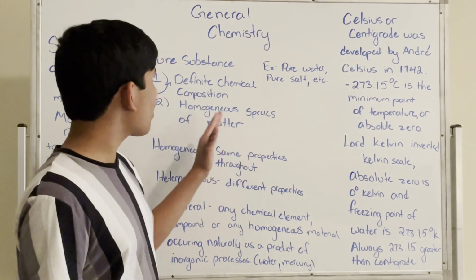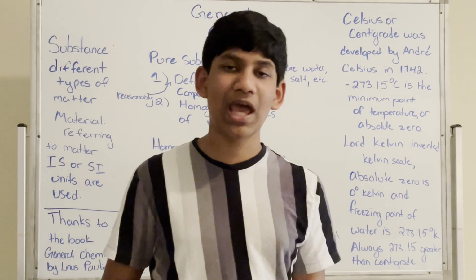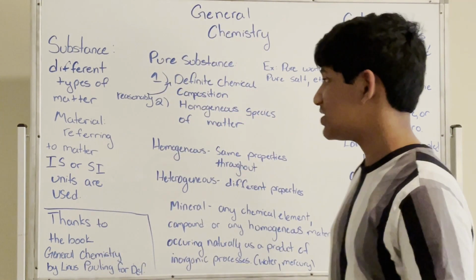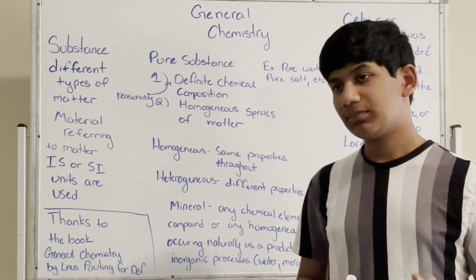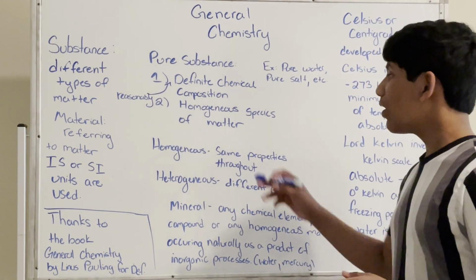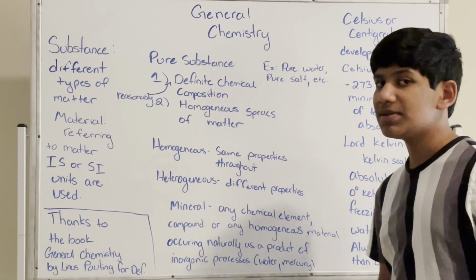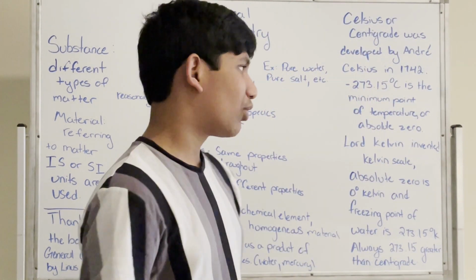Okay, now let's talk about the pure substance. So the pure substance has definite chemical composition and is a homogeneous species of matter. And reasonably definite chemical composition. Now, what does the definite chemical composition mean? So let's consider a counterexample.